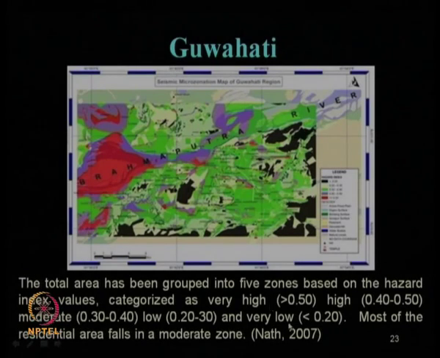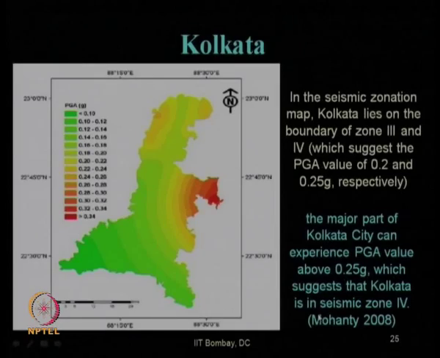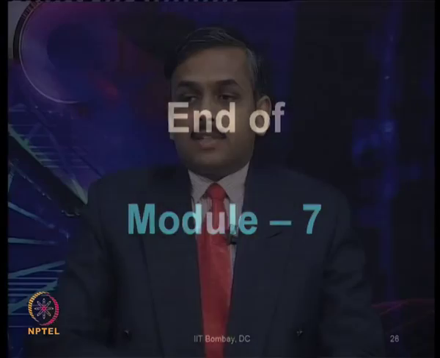For Guwahati city also, this is the reference. It has been subdivided into 5 major zones with very high, high, moderate, low and very low seismic hazard value, with the index values as given over here. Then for Bangalore city also, the seismic hazard map, the peak ground acceleration map for the entire city, was proposed in this reference. You can see the values of PGA recommended as per different color codes. And for Kolkata city also, the seismic microzonation map was proposed, and you can see here the variation of the PGA values of Kolkata city as proposed in this reference. So, with that, in the previous lecture, we completed our module 7 on seismic hazard analysis.